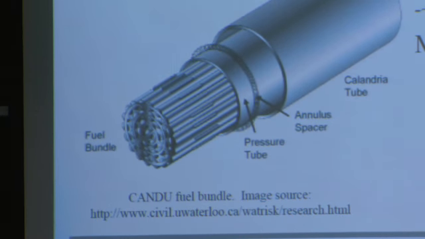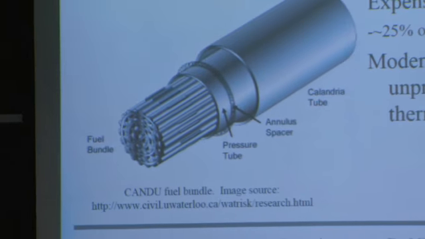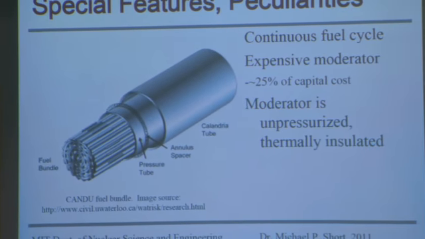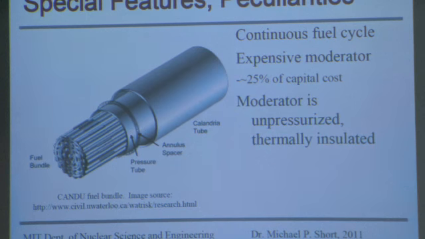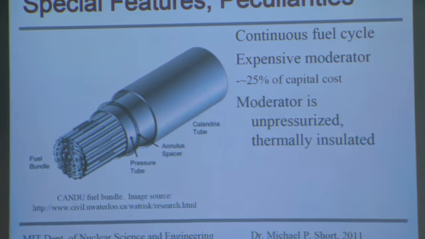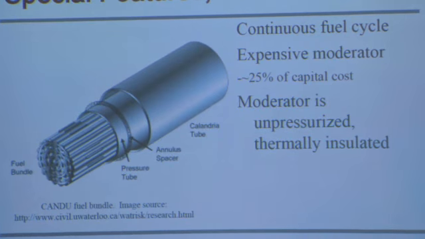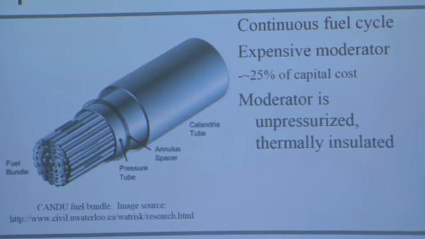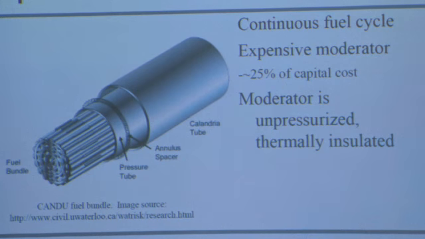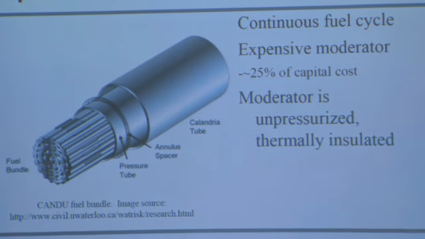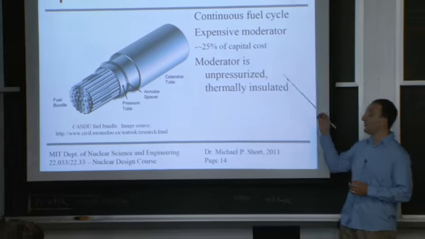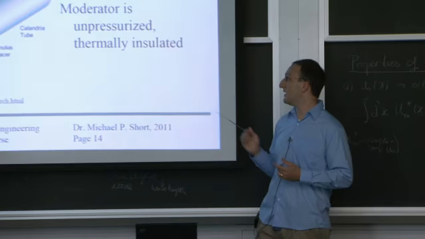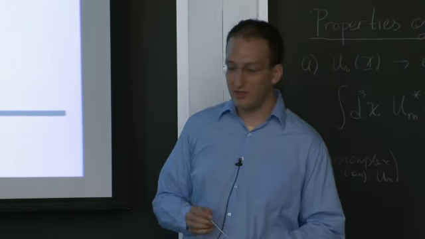Oh, the moderator is expensive. If you want to make an actual CANDU reactor, expect to drop about $1.5 billion in D2O. Unlike light water reactors, where the coolant and moderator is not a significant fraction of the cost, the moderator here is about 25% of the capital cost of this plant. Now that can be offset by nice things like on-load refueling and other safety features of the CANDU, but keep in mind, if you want to convince someone to build a CANDU reactor, they have to be willing to write you a large check. It's also nice that the moderator, as I said, is unpressurized and thermally insulated.